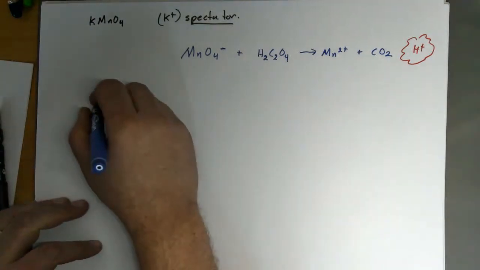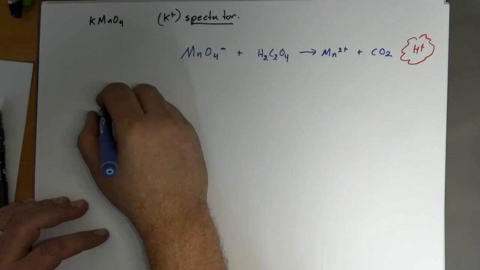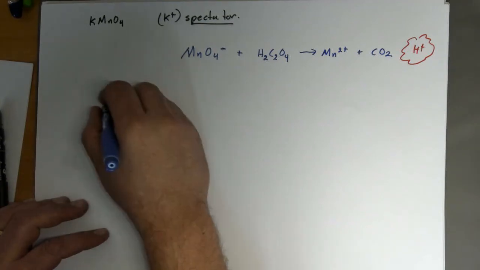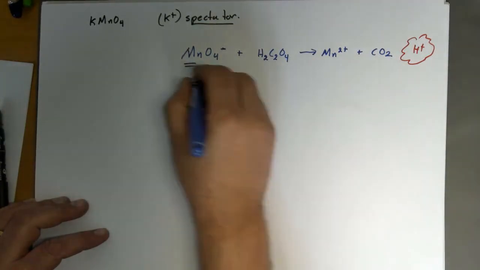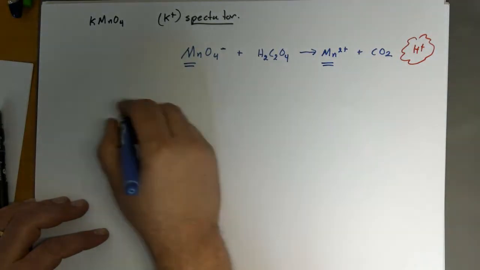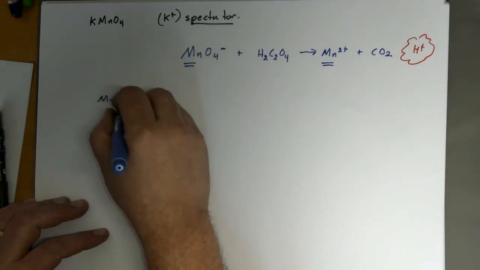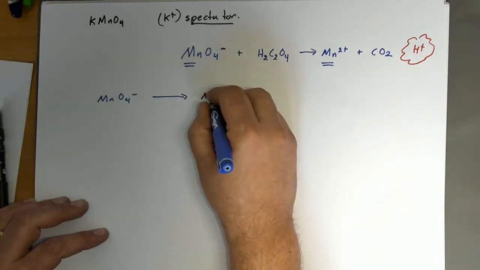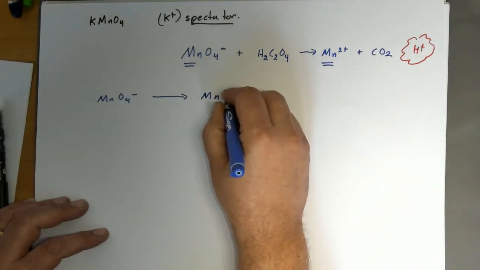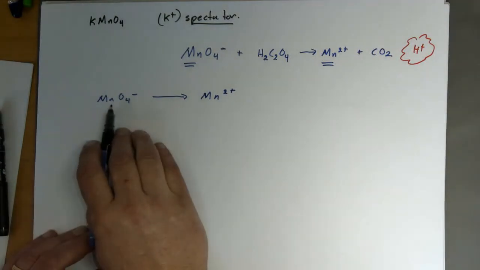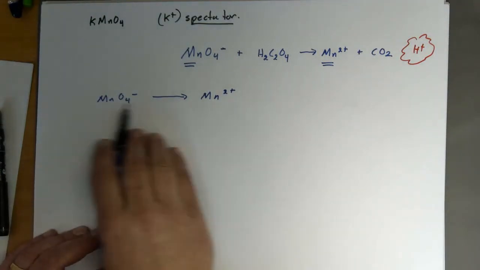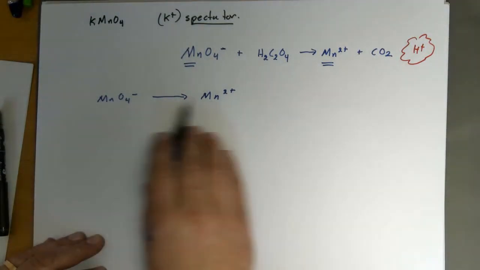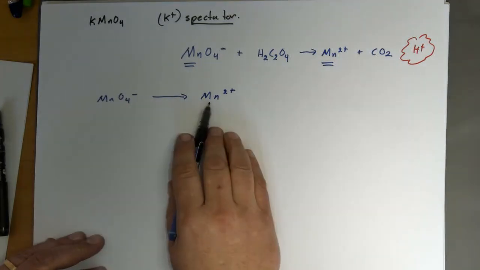So the first thing that we want to do when we do this type of problem is figure out what's being oxidized and what's being reduced. So we take it and we divide it into two parts. We have manganese here, we have manganese there. We take our MnO4 minus and we divide it into this half reaction. That's why it's called the half reaction method. And we realize, okay, so what happened here? Is manganese being oxidized or is it being reduced?